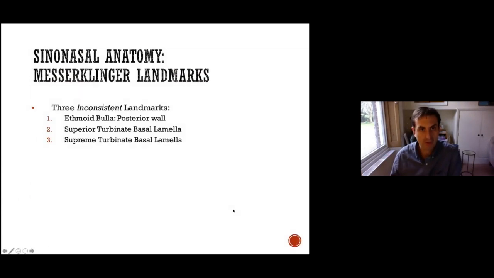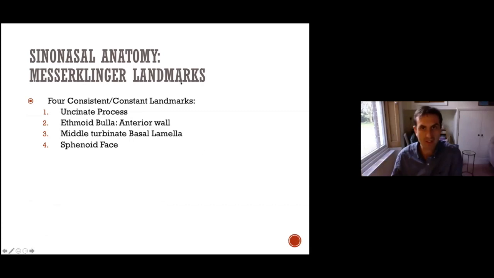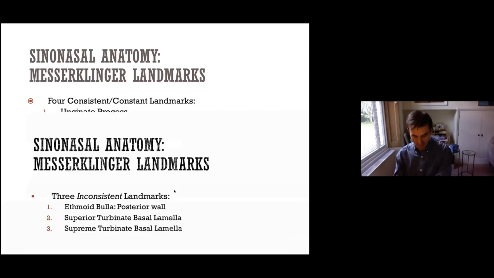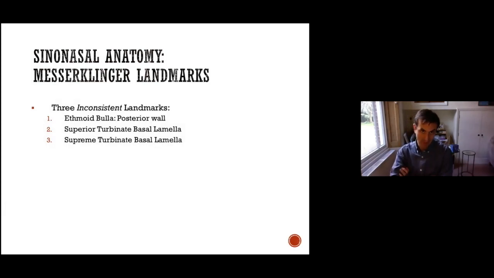Okay, so yeah, Messerklinger defined four consistent landmarks. So the four we actually defined were the uncinate process, the anterior face of the bulla, the middle turbinate basal lamella, and the face of the sphenoid. And then he also described three inconsistent landmarks, which are the back wall of the bulla and the superior and supreme turbinate basal lamellae. And for those who didn't know, there was such a thing as a supreme turbinate. Now you do. It doesn't exist in everyone, but you do find it from time to time.